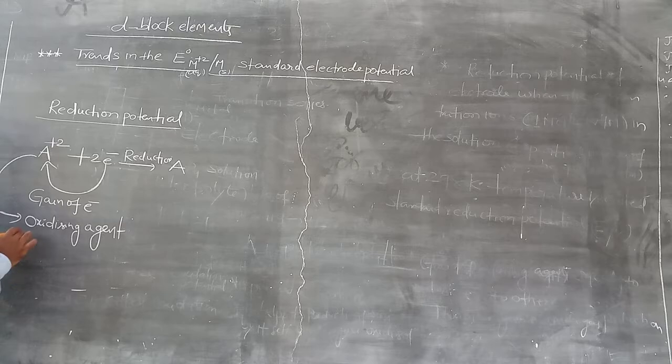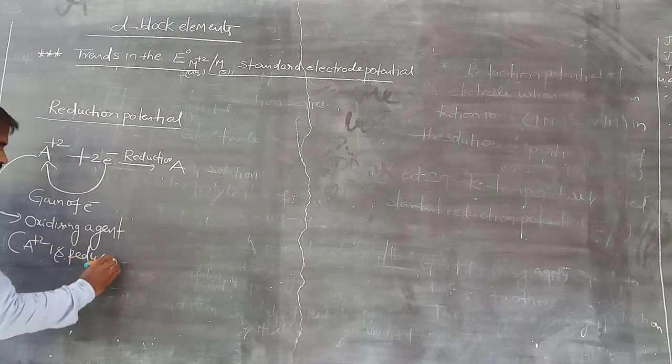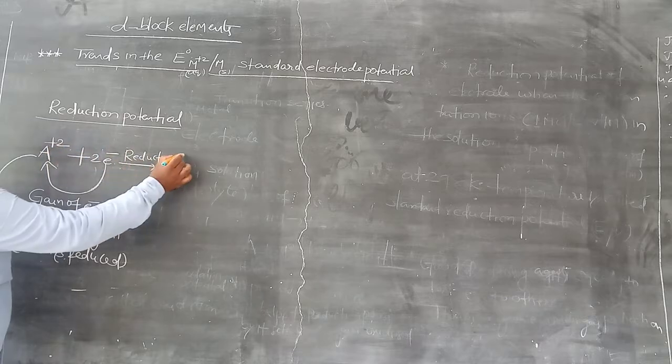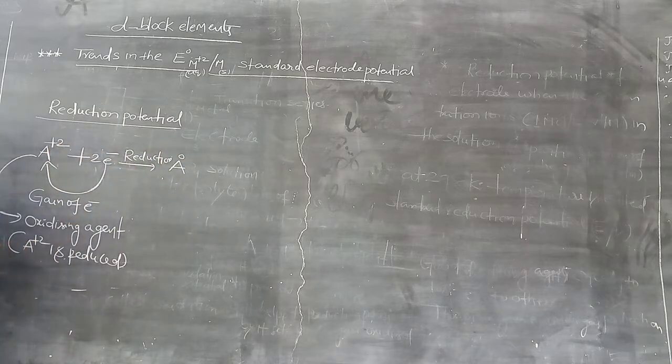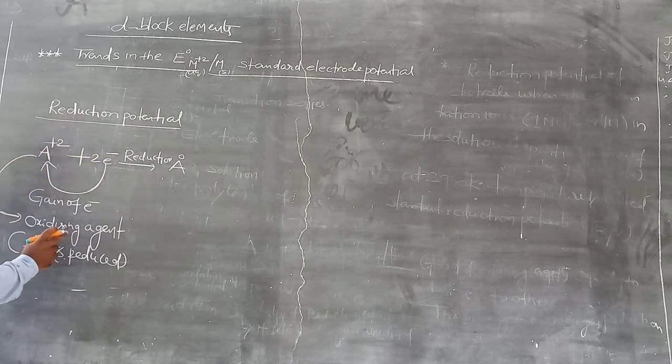Oxidizing agent. By the gaining of electrons, this A plus 2 is reduced. Am I right? Here A plus 2, what is the oxidation state? 0. So gaining of electrons means reduction. So A plus 2 undergoes reduction. Now these electrons come from other substances, am I right? That means A plus 2 takes the electrons from others, so A plus 2 is the oxidizing agent.